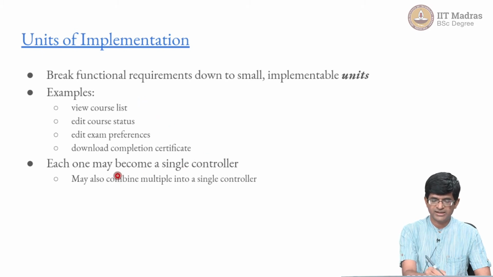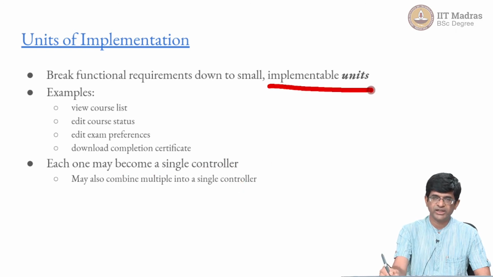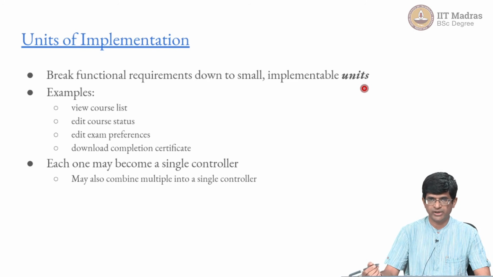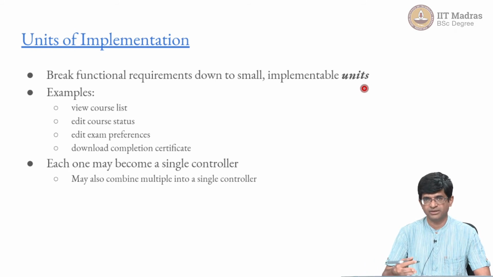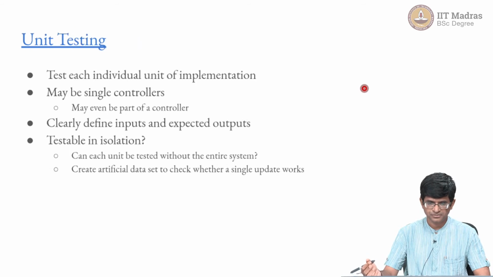And what that means is, most of them would translate into a single controller, but the important part is now each of those is a unit that needs to get implemented. The good part is, it means that you can even break this up and say, if you have a team of 3 people, you can tell each one of them, okay, you implement the view course list, you implement the edit course status, you implement the edit exam preferences, right? And because there is nice compartmentalization between each of these, when they all put their code together, it should still work, okay?